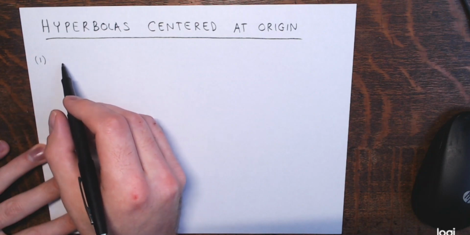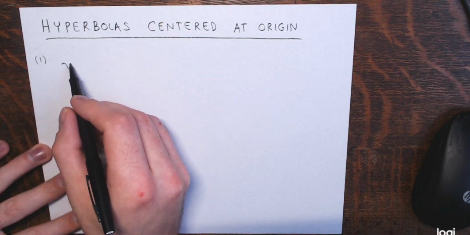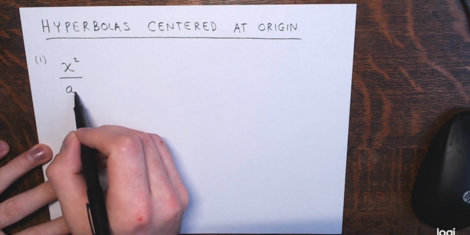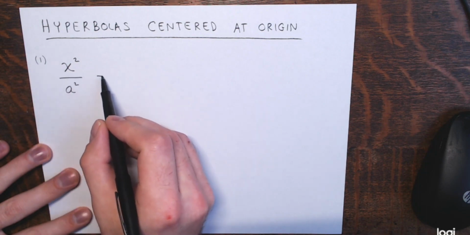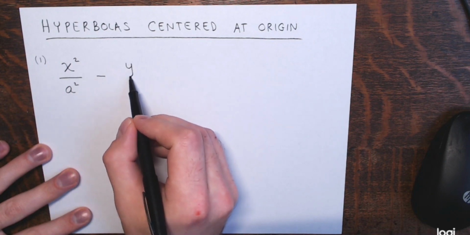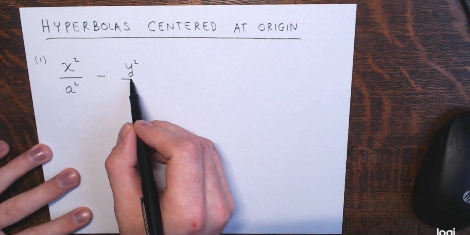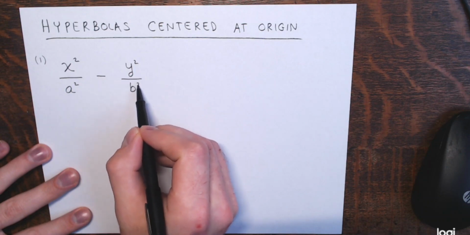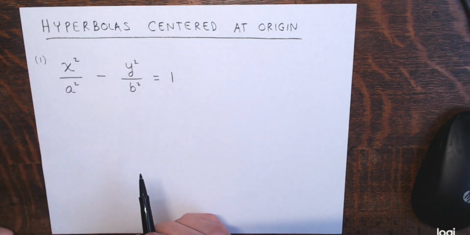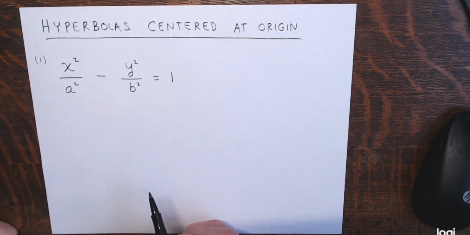Right? So the first version I'll show you is this: x squared divided by a squared minus, alright, then y squared divided by b squared equals 1. Right. Now, what does all this stuff mean?